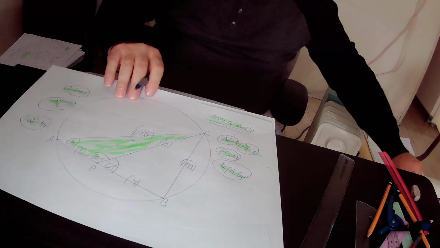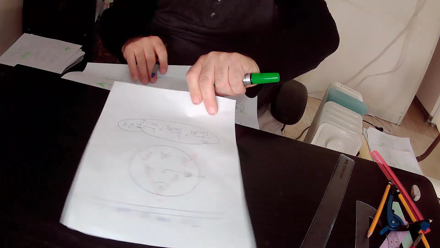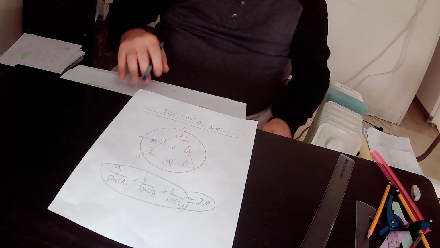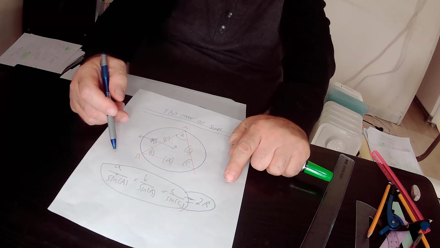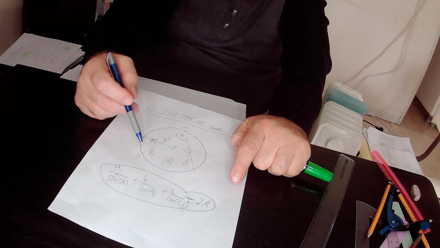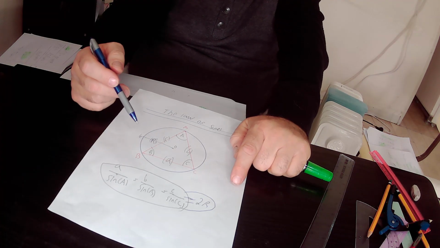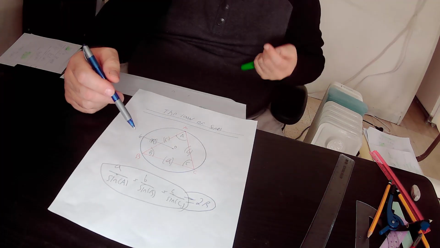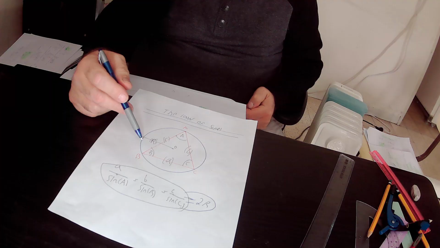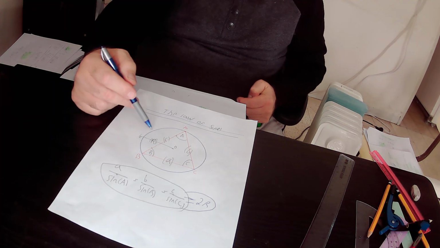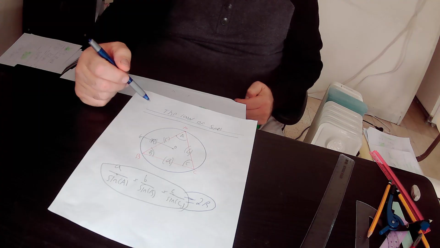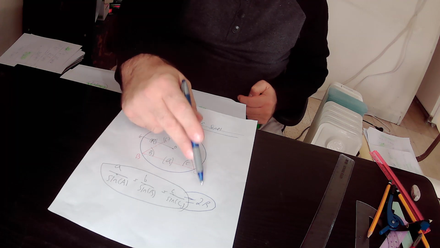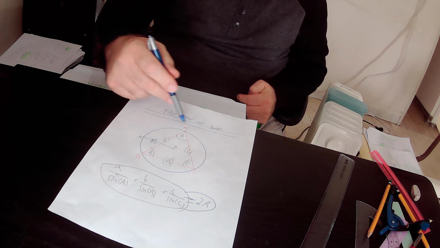Actually, the law of sines has two versions. The first version is that if we have this triangle ABC, the following equation is true: a over sine A equals b over sine B equals c over sine C. The full version is that if we have triangle ABC that is described by a circle with radius R, then the following equation is true: a over sine A equals b over sine B equals c over sine C equals 2R. And R is the radius of this circle that circumscribes triangle ABC.